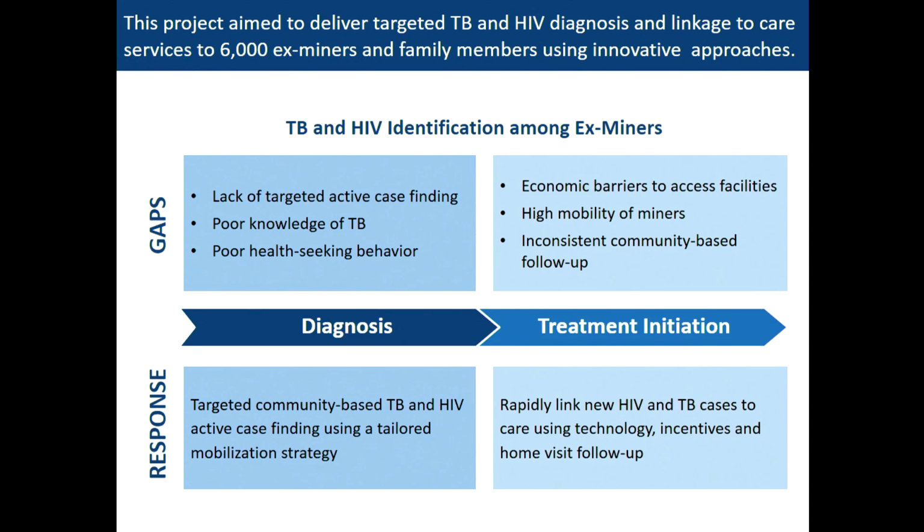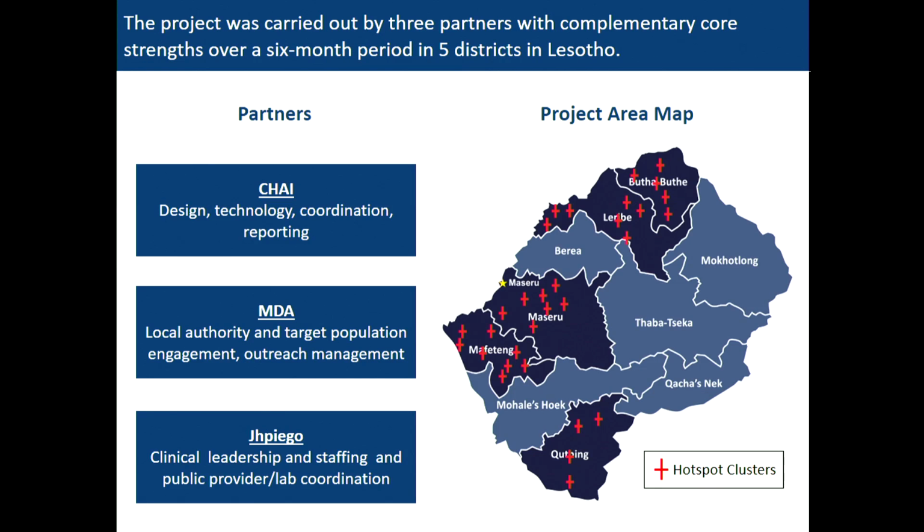On the treatment initiation side, even when miners or ex-miners were diagnosed with TB, we found that there were significant economic barriers to accessing facilities. Specifically, they talked about not having transport funds to reach the facilities. High mobility of miners was considered a major barrier, and also inconsistent community-based follow-up once diagnosis results were available. So our project really sought to build our response in a very tailored way to respond to these gaps that we identified in our assessment in 2014.